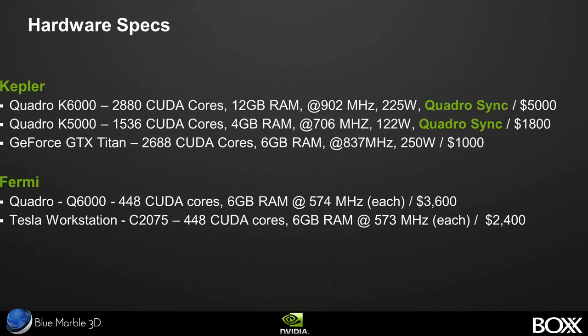So here's a little list. This is updated from last year. So the top, we've got the Kepler. The bottom, we've got the Fermi. As you can see, I did put prices on there. So the K6000 is not out yet, but the MSRP is about $5,000. A little more, a little less, but that's about the ballpark. It's supposed to be shipping roughly the end of the month, is what NVIDIA has told me.